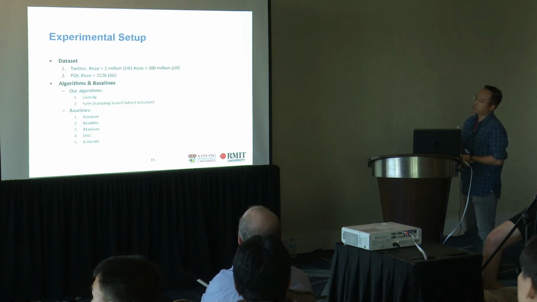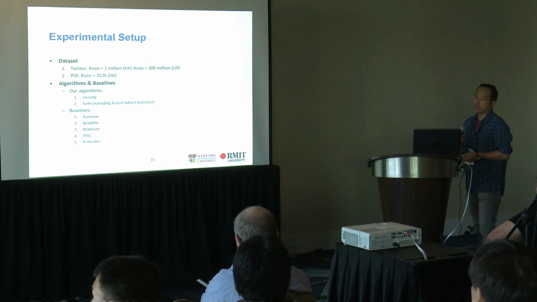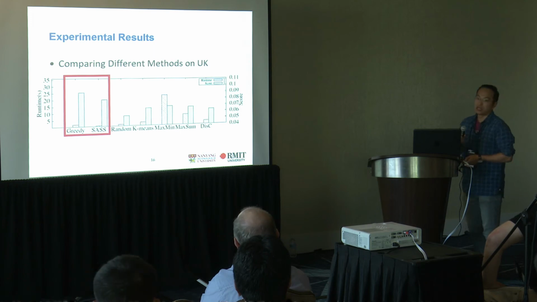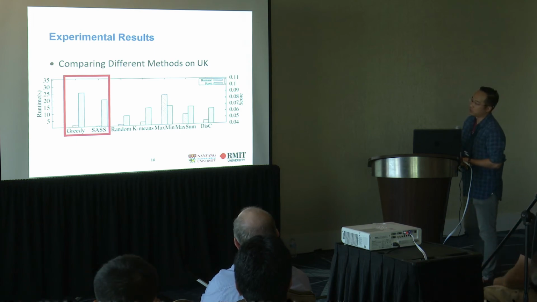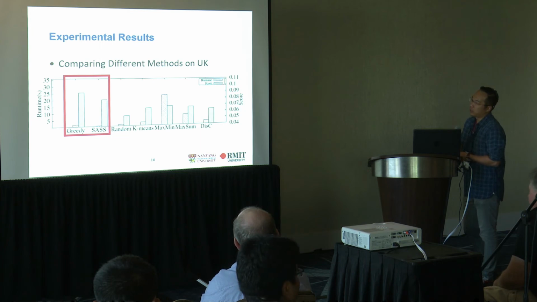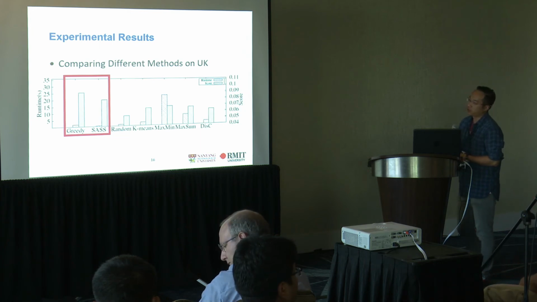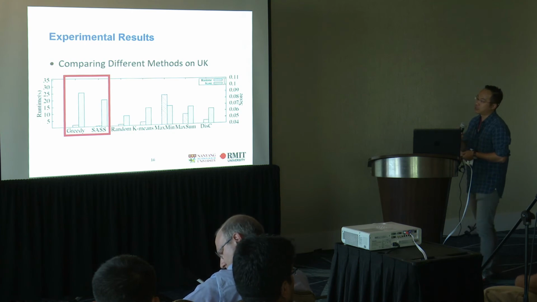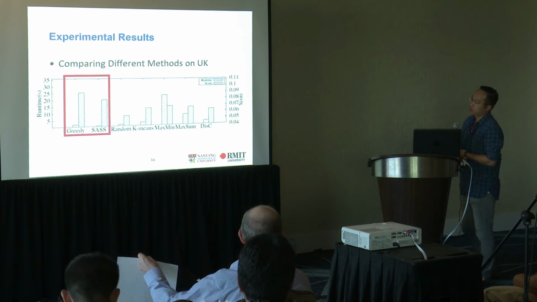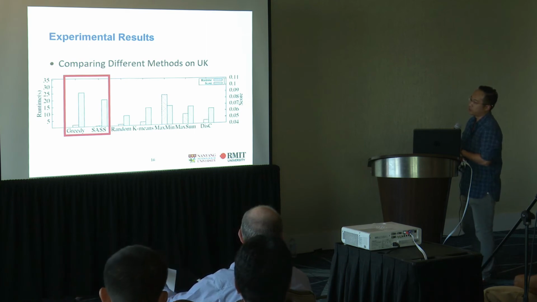In our experiments, we are using three different real-world datasets, and we compare with five baselines. We can see that our algorithm outperforms the five baselines in terms of runtime and score. We can also see that our sampling extension is a little bit faster, but the quality is nearly the same as the greedy algorithm.